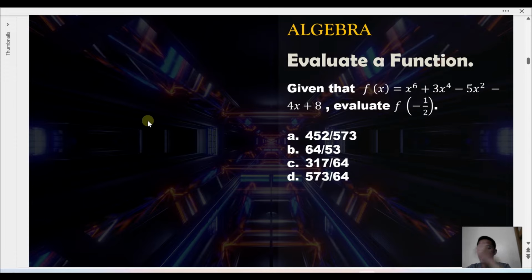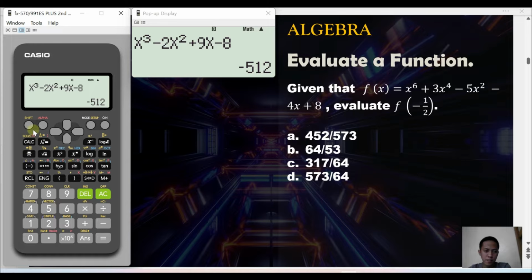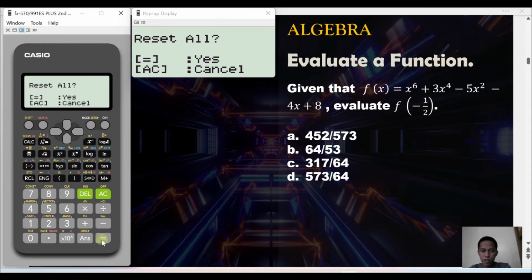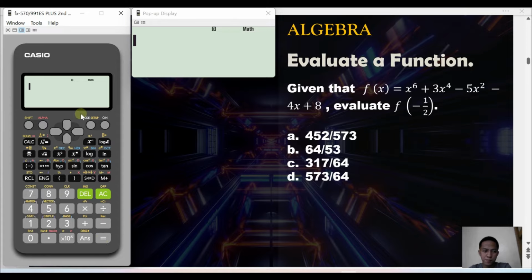So for this next problem, we are given that f of x is x raised to 6 plus 3x raised to 4 minus 5x squared minus 4x plus 8. Evaluate f of negative 1/2. Again, guys, let's clear the calculator. Every time we proceed to the next number, we clear it. So we have x raised to 6, so alpha x raised to 6, plus 3 alpha x raised to 4, minus 5 alpha x squared, minus 4x, plus 8.